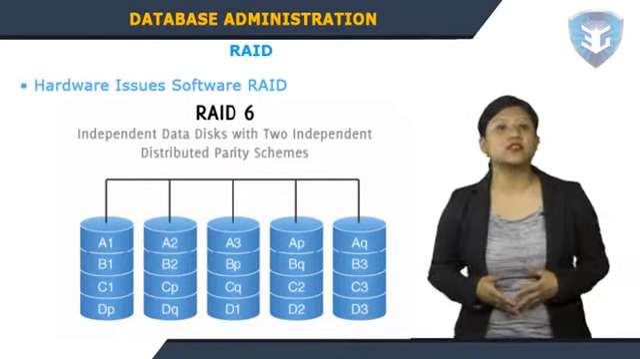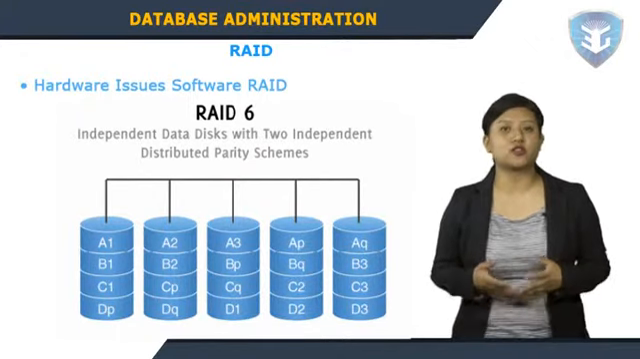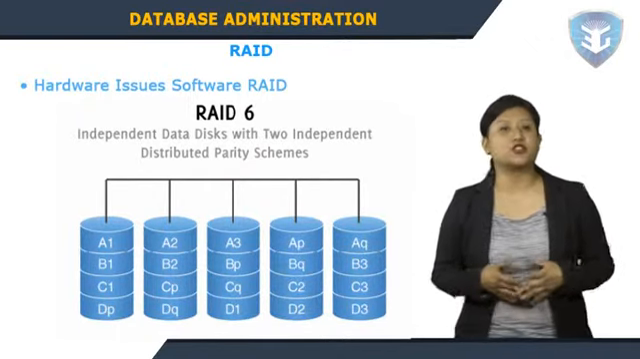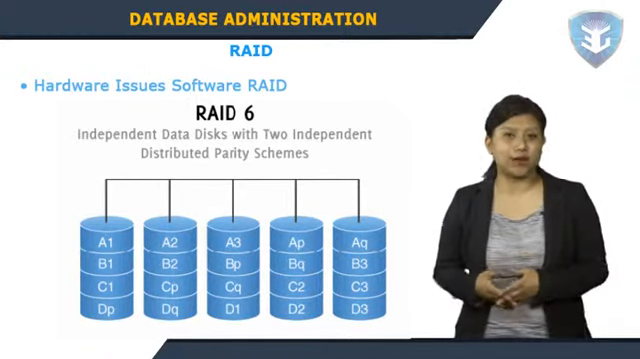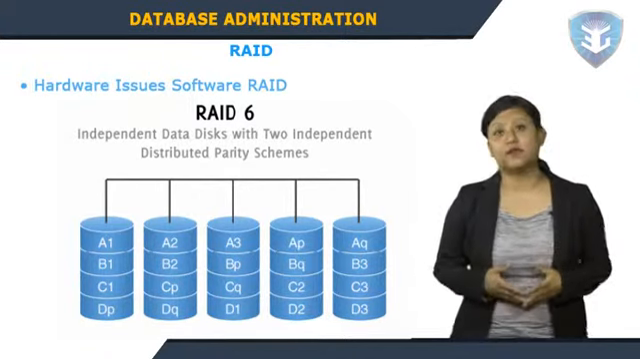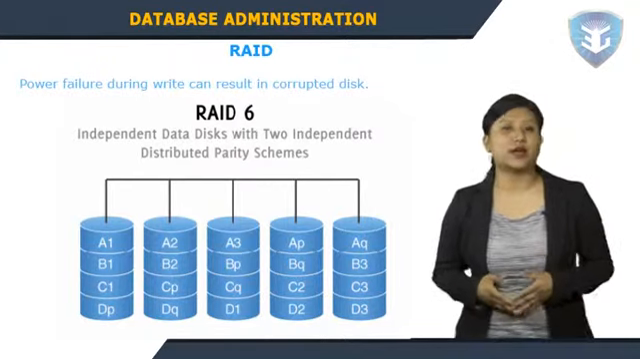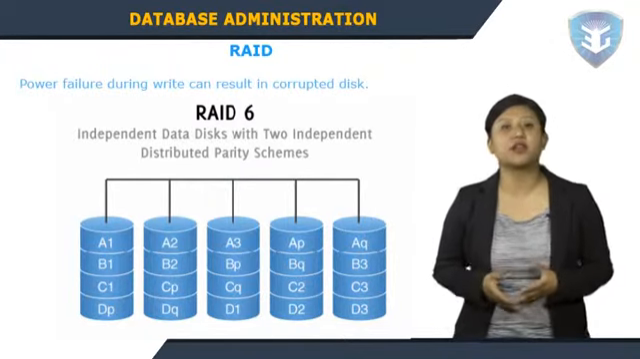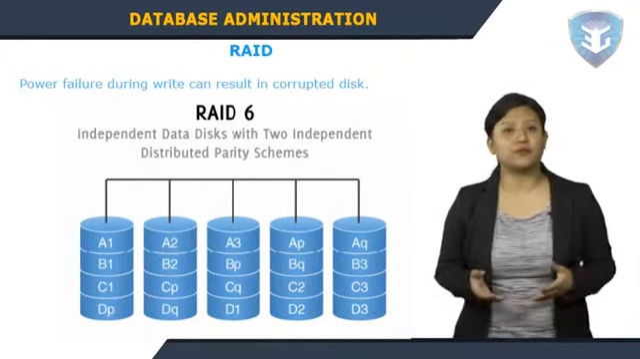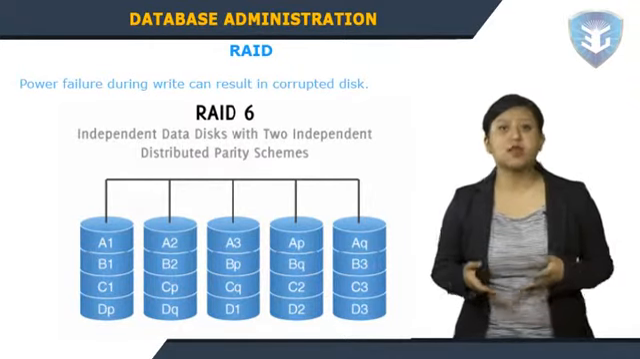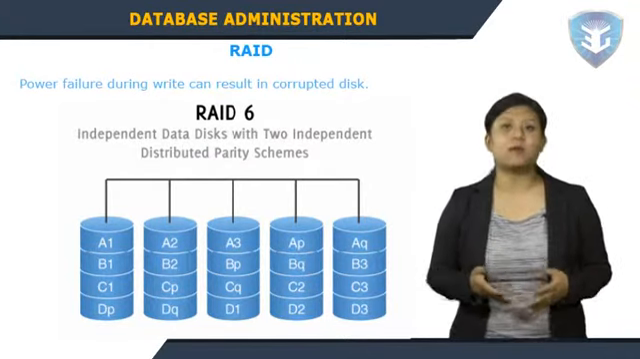The RAID implementation is done entirely in software with no special hardware support. The RAID implementations with special hardware use non-volatile RAM to record writes that are being executed. Power failure during writes can result in corrupted disk. Example, failure after writing one block but before writing the second in a mirrored system.